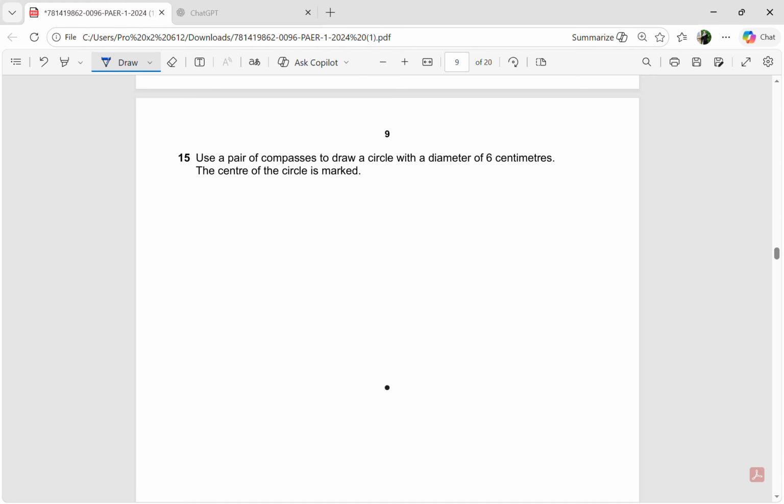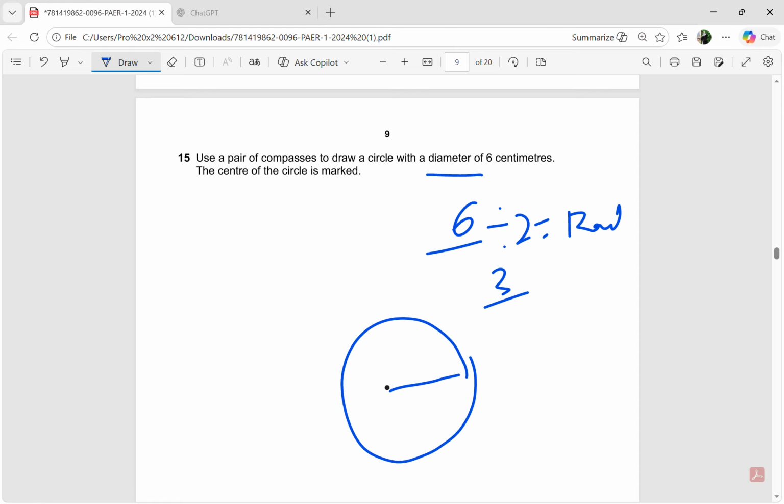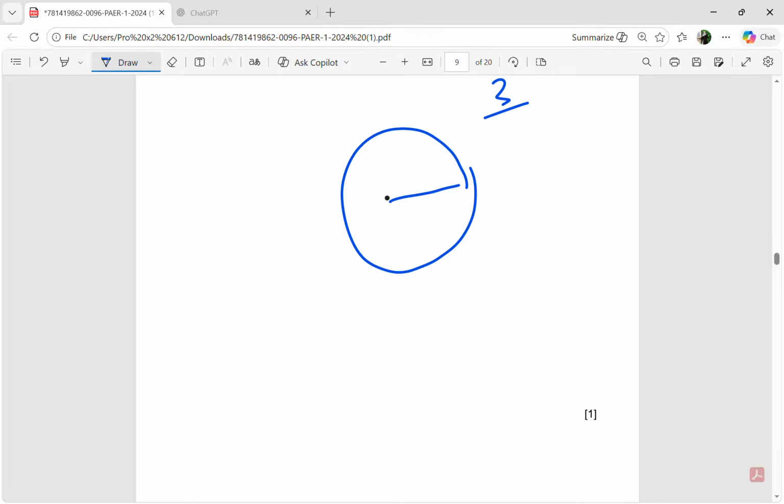Use a pair of compasses to draw a circle with diameter 6. If you have a diameter, the diameter is twice the radius. So we need to divide by 2 to get the radius. So the radius is 3. So we will draw a circle of radius 3. If you're asked to draw a circle of diameter 8, 9, 7, any number, you just need to find the radius first.